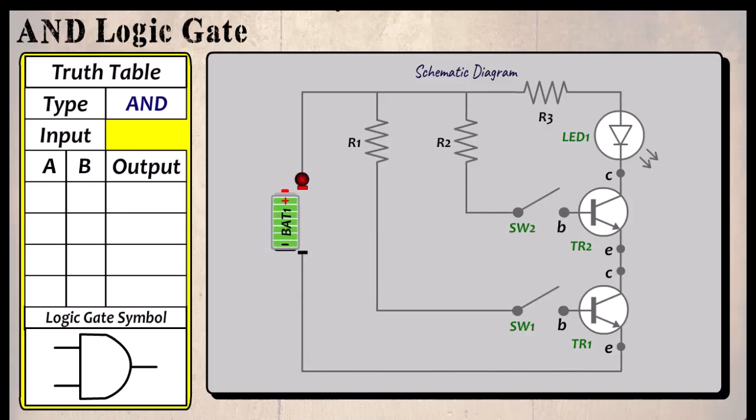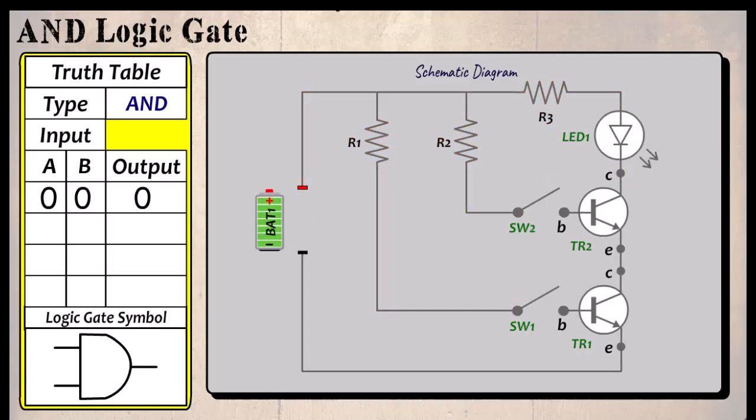When the battery is connected, current flows through R1 to SW1. Since the switch is off, the transistor remains off or non-conductive. It also travels through R2 to SW2, and again this switch is off, so this transistor remains off. The current continues through R3, but since both transistors are off or set to 0, the LED does not light since a complete electrical circuit cannot be made. So when both inputs are 0, the output is also 0.